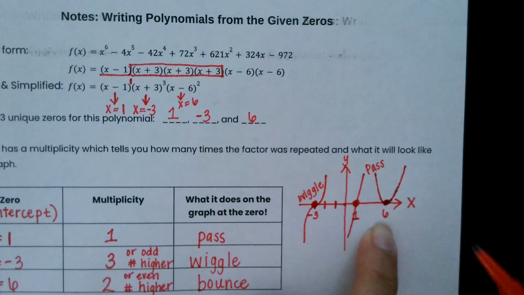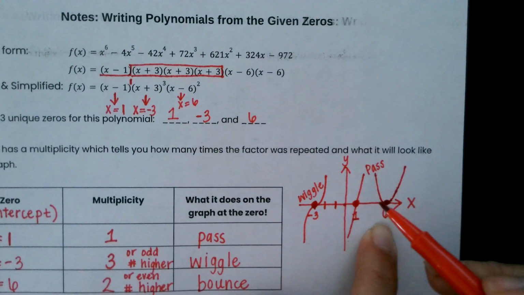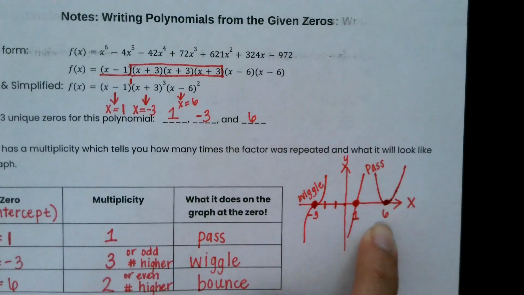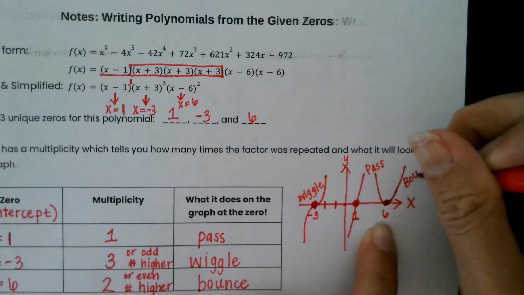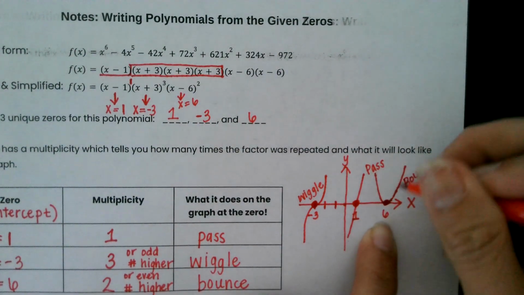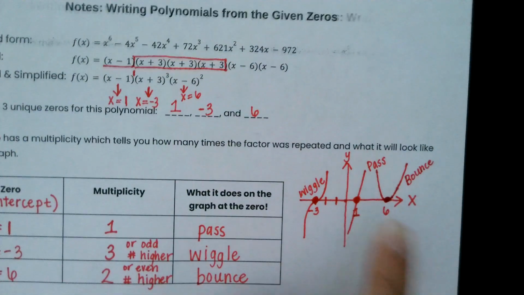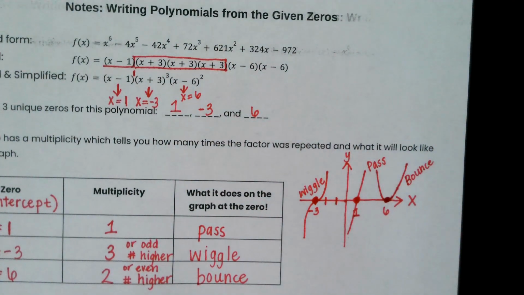It's coming towards it. It actually hits it, but just bounces back the other direction. Like a basketball, a ball hitting the floor. Right? It hits the floor and it bounces back up. All right, that's the bounce.